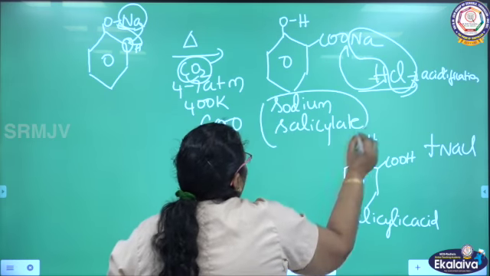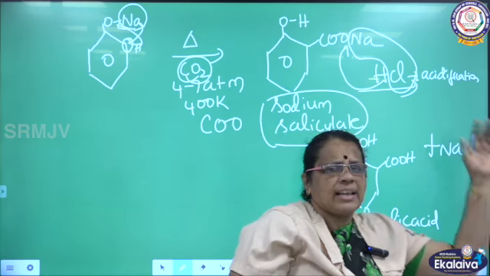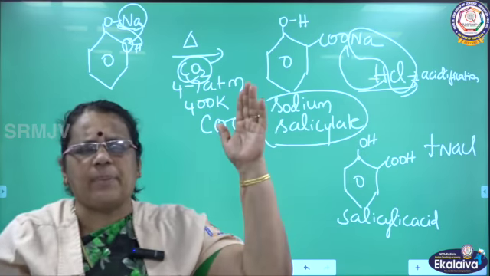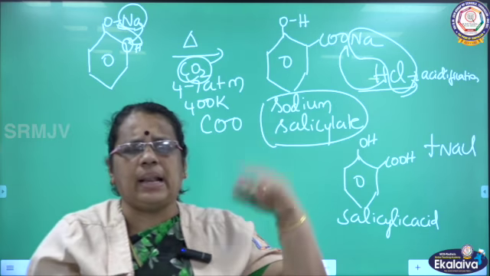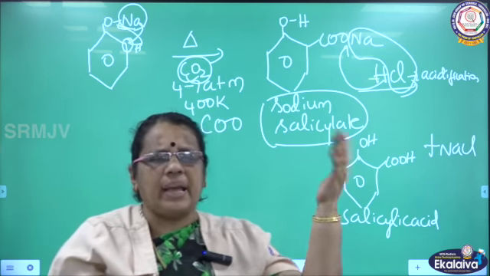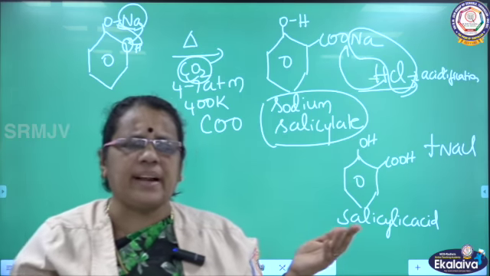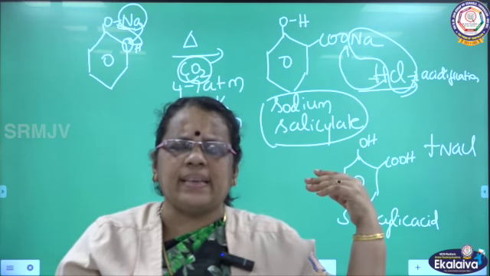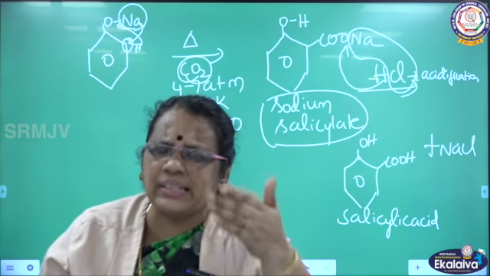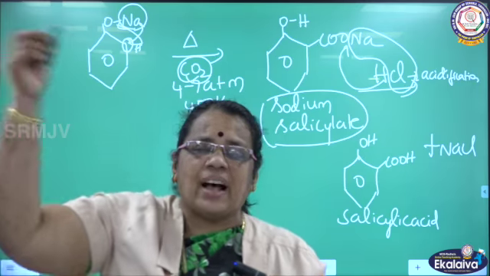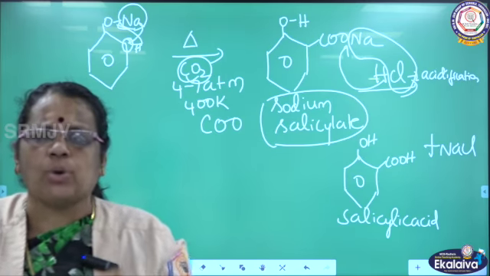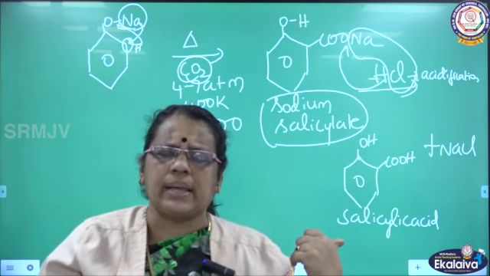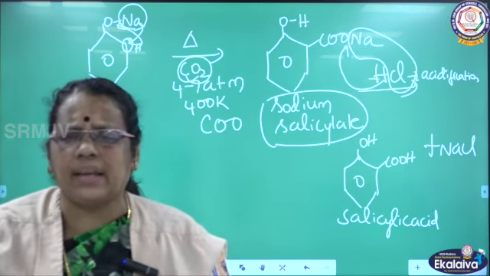The sodium salicylate on further acidification. Acidification means we are adding acid. So when HCl is added, Na from sodium salicylate and Cl from HCl will be removed as NaCl, and in the place of Na, hydrogen is substituted. You will be getting a product called salicylic acid. So this is the method where phenol is converted into salicylic acid. If they are asking a direct question, they will be asking about Kolbe's reaction: write a note on Kolbe's reaction, or convert phenol into salicylic acid.